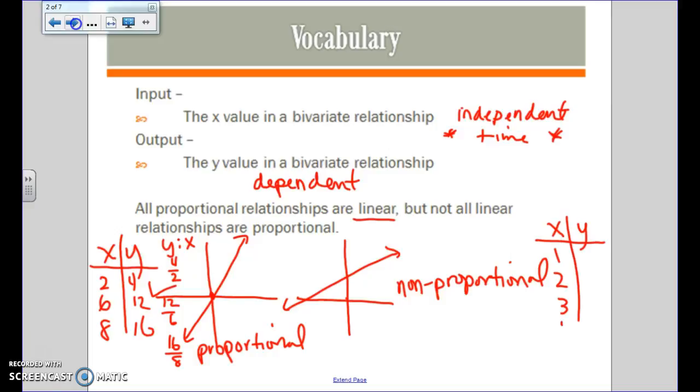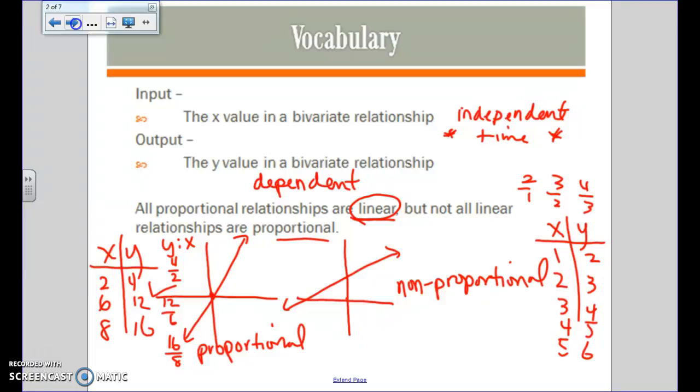1, 2, 3, 4, 5, and 2, 3, 4, 5, 6 that were not proportional because 2 over 1 and 3 over 2 and 4 over 3 are not the same ratio. So although there's a pattern, it doesn't make it proportional. However, because each of these columns follows a pattern, the same pattern, they are considered linear. They are linear, but they're not proportional.